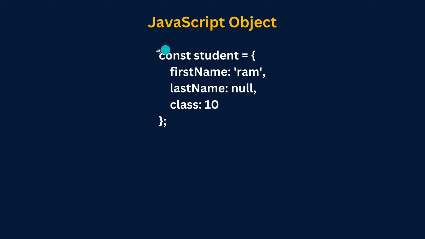And this is the JavaScript object. This looks like a JavaScript object. There will be one name of the object, and within that there will be key and value, key and value, key and value. So this is the look and feel of the JavaScript object.